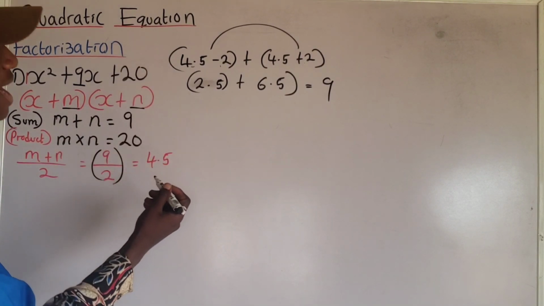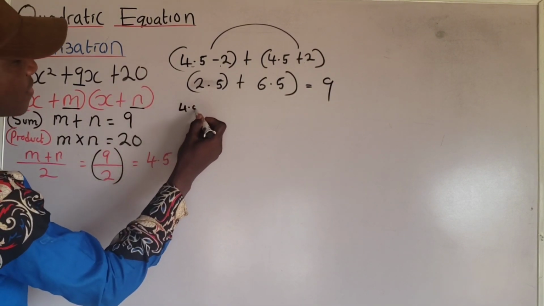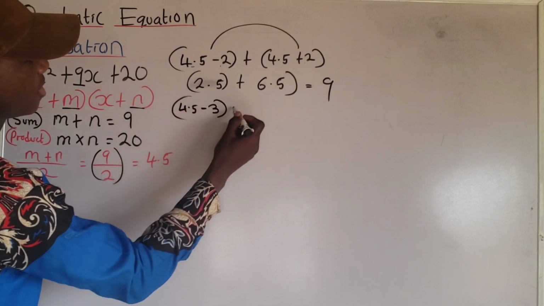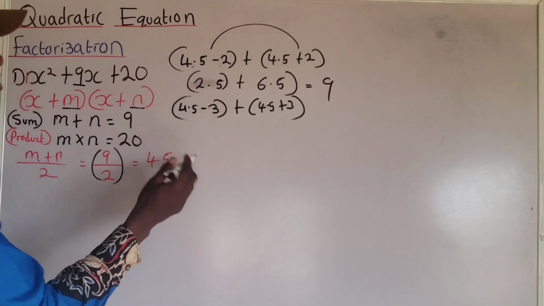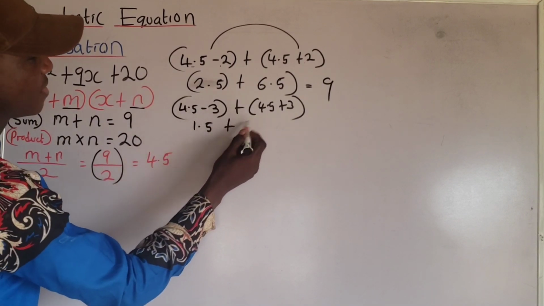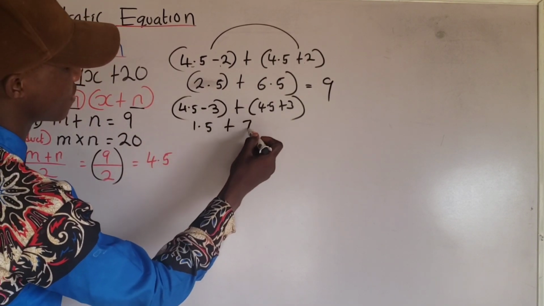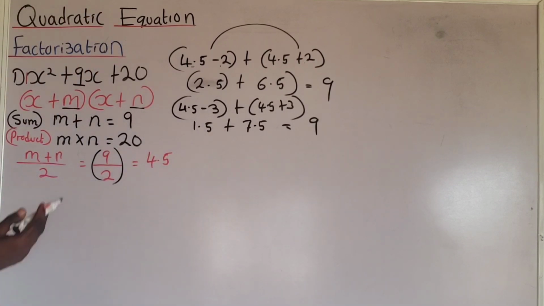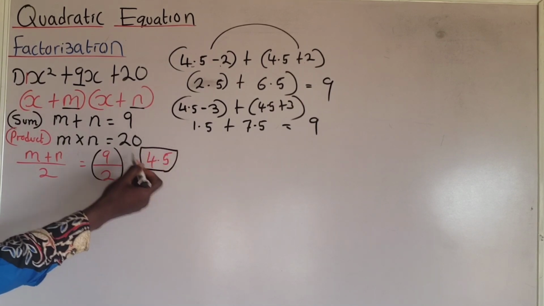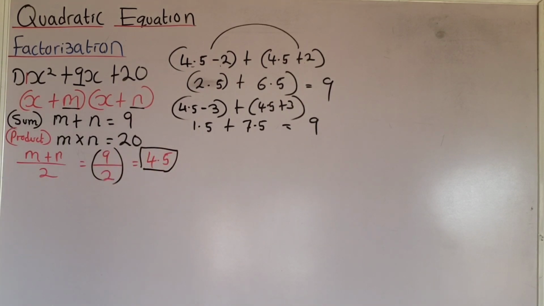Let's try another number. 4.5 minus 3 plus 4.5 plus 3. What's the answer? 4.5 minus 3, that is 1.5. Then 4.5 plus 3, that is 7.5. 7.5 plus 1.5, that is what? 9. Do you understand? So you can see that if we increase and decrease the half of the sum, and sum it together, we're going to have the number. I just gave you this.